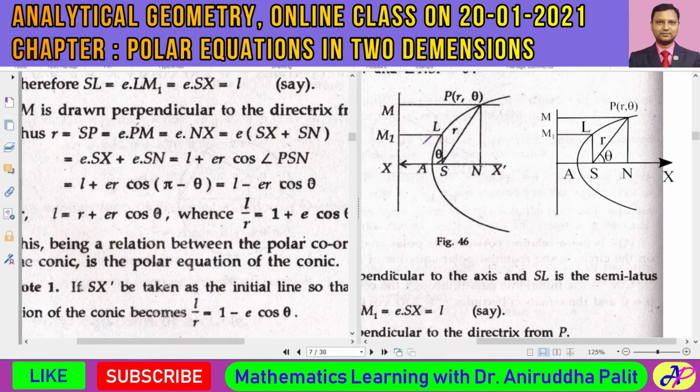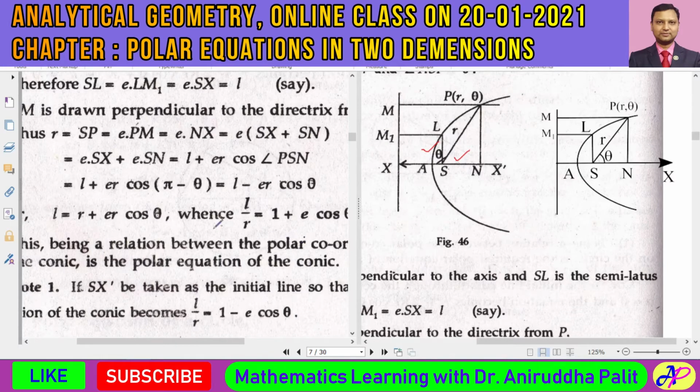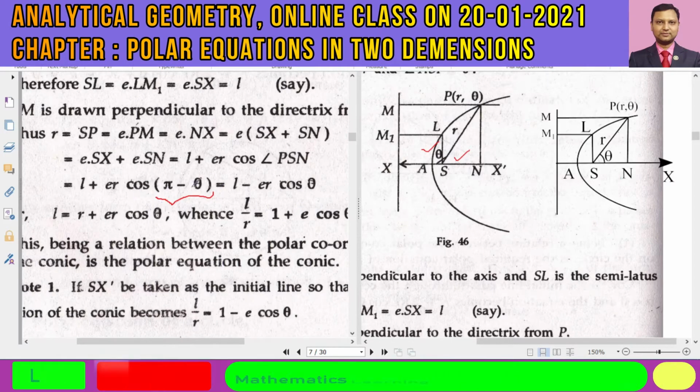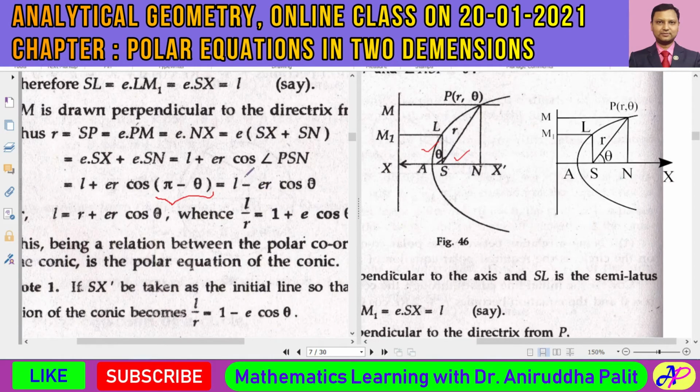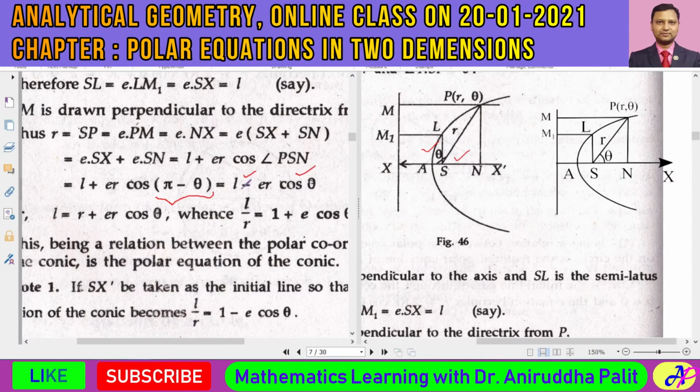The theta is this angle XSP. This is the angle theta. Therefore, this angle should be equal to pi minus theta. So, with respect to this picture in the book, they have considered the angle. Therefore, we can say that this angle is equal to pi minus theta. And what is cos of pi minus theta? Cos of pi minus theta is the negative of cos theta. That's why we got this negative symbol over here.